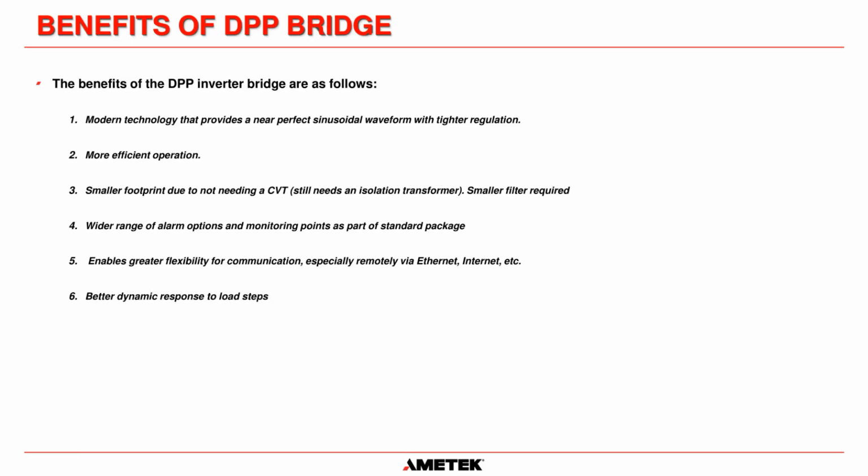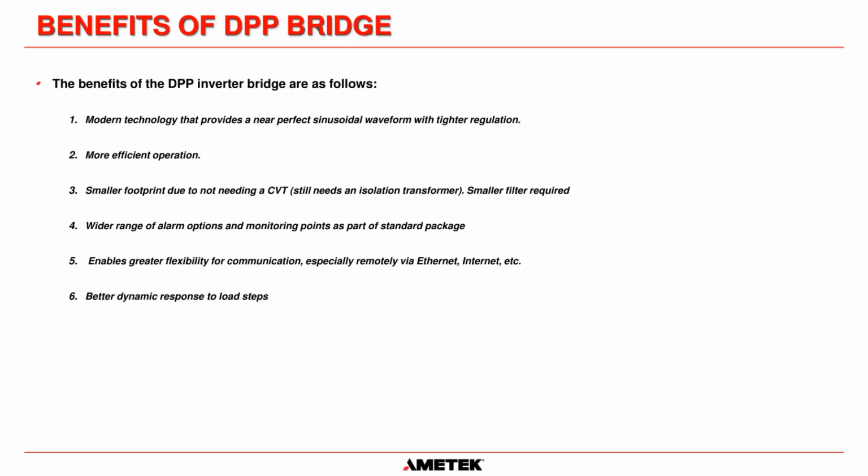So what are the benefits of a DPP bridge? First of all, it's modern technology that provides a near-perfect sinusoidal waveform that has much tighter regulation. So the output of an AMETEK DPP system has a much nicer output with tighter regulation. It's also more efficient because on the ferroresonance system, we do have to put the transformer into its saturation region, and there's a lot of energy losses in that. It does run hot. So the PWM system is much more efficient.